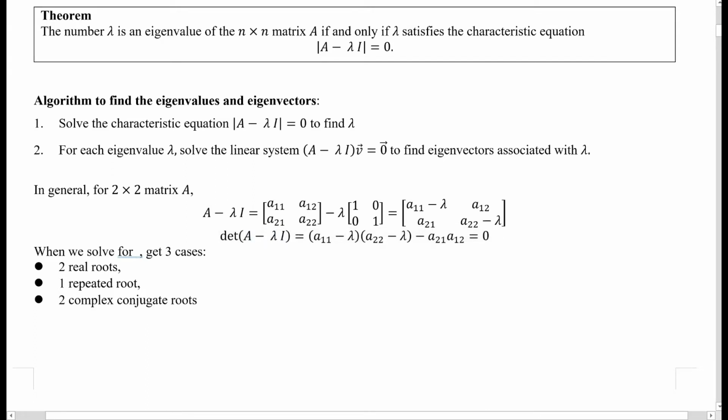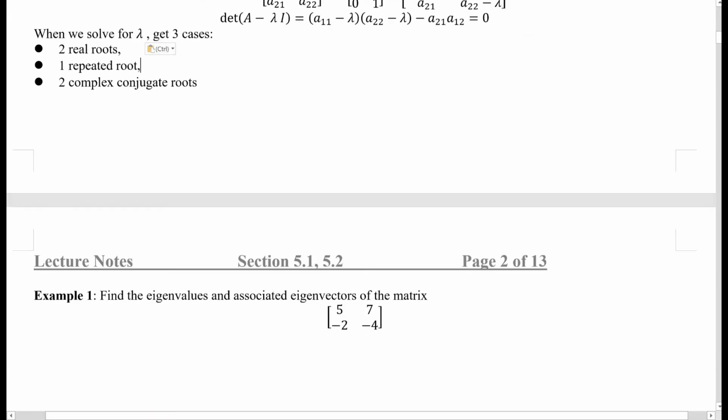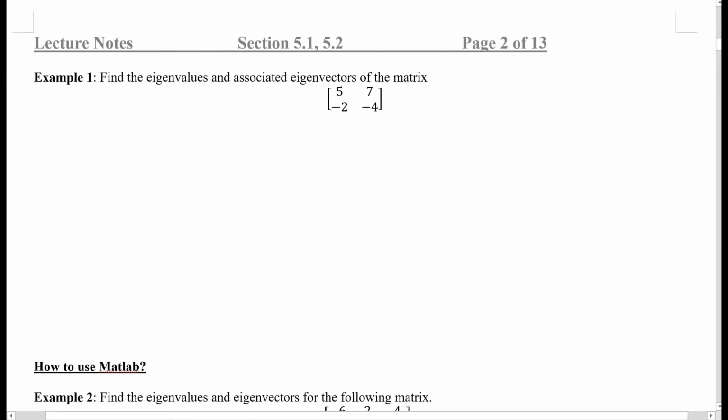When we solve for lambda, we get 3 possibilities, right? This is a quadratic equation, so we can use the quadratic formula, and we can have 3 cases. We can have 2 real roots, we can have 1 repeated root, or we can have 2 complex conjugate roots. So far, so good. Okay, let's do one example here.